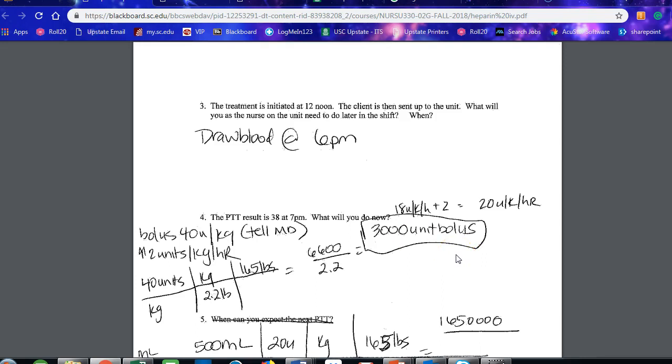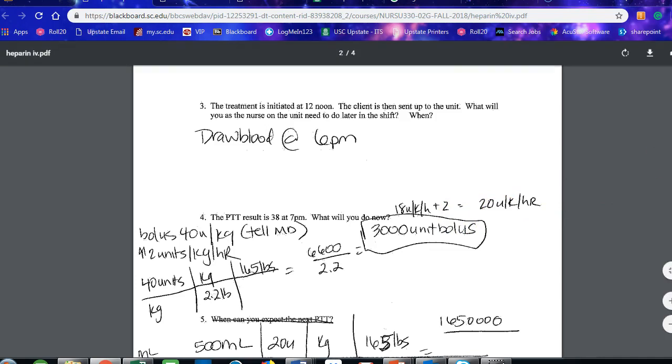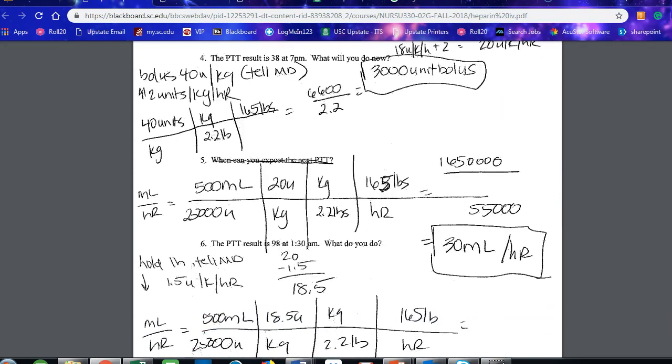Then we're giving them 18 units per kg per hour, and we need to increase it by 2. So 18 plus 2 is 20 units per kg per hour. Then we have to figure out what rate that is. Again, mLs per hour is going to be our final. So we put 500 mLs over 25,000 units times 20 units over kg times kg over 2.2 pounds times 165 pounds over hour. That is going to equal 1,650,000 divided by 55,000, which will equal 30 mLs per hour.